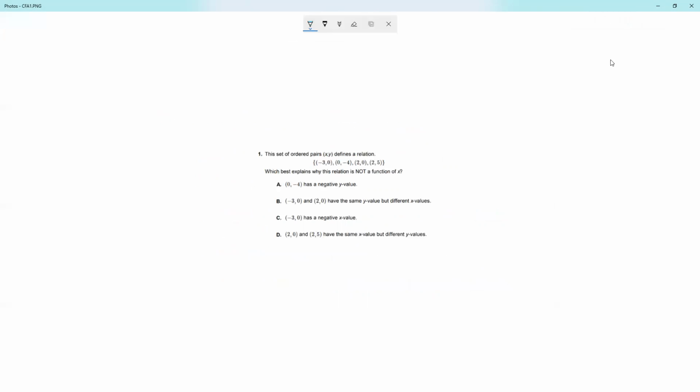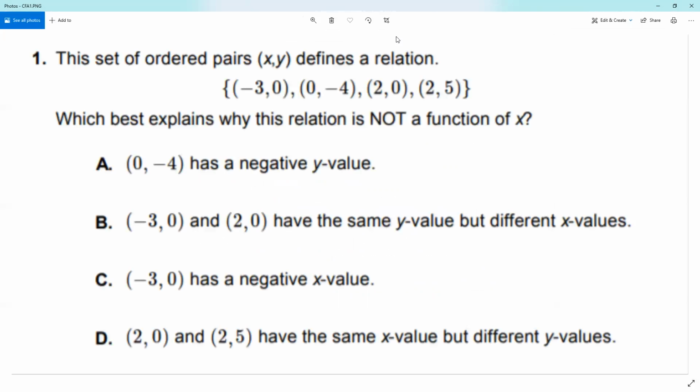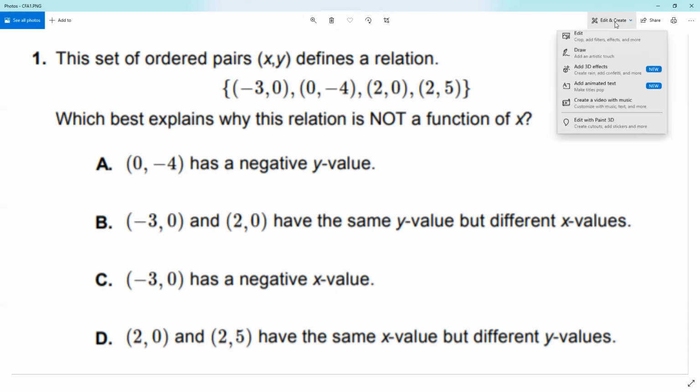hint about it. So if I'm looking at this, it says this set of ordered pairs defines a relation. Here's some points, which best explains why it's not a function. So remember that the reason something is a function is because there are no repeated x's.